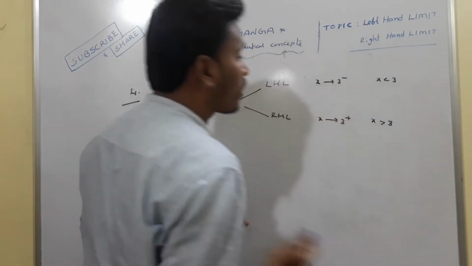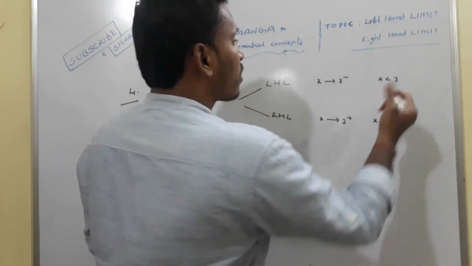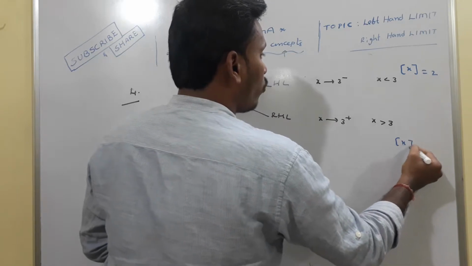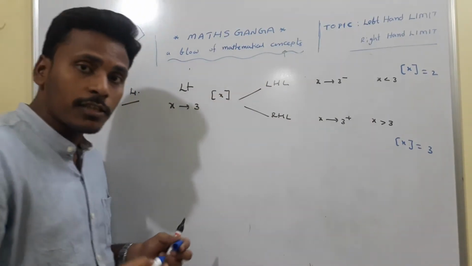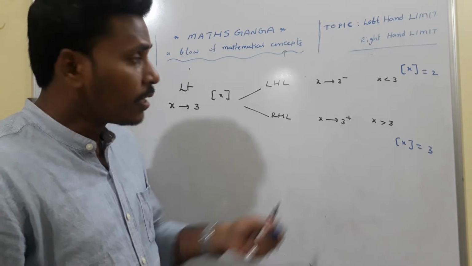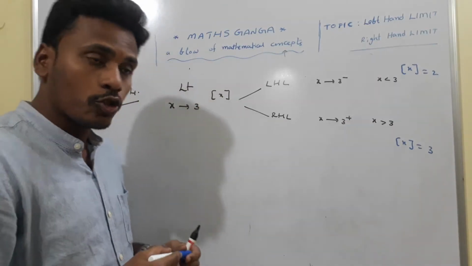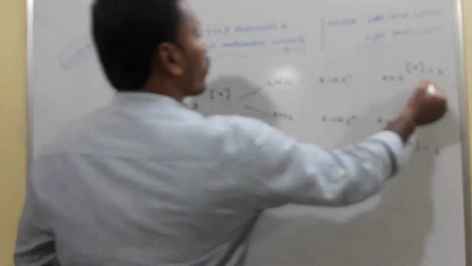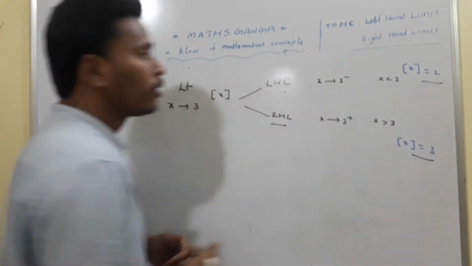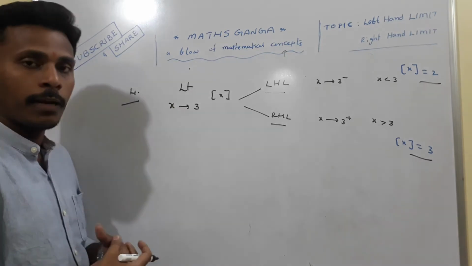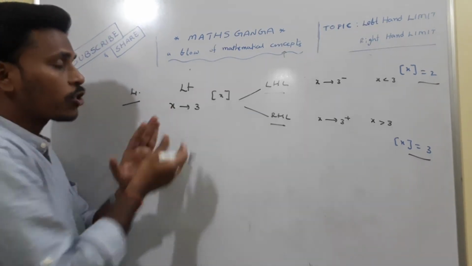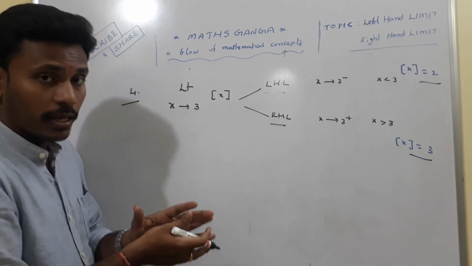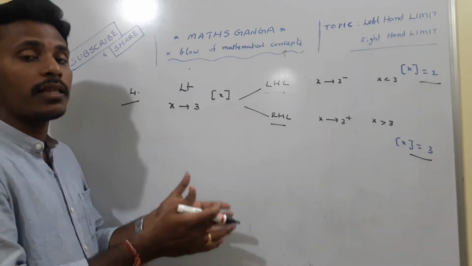Since the value of x is less than 3, the step value will be 2, whereas here the step value will be 3. Since x is more than 3, its step value is 3. Since x is less than 3, its step value is 2. So, the left hand limit is equal to 2, whereas the right hand limit is equal to 3. So, left hand limit and right hand limit are different. So, limit x tends to 3 of step x does not exist. If both are equal, then only we say that the limit exists.